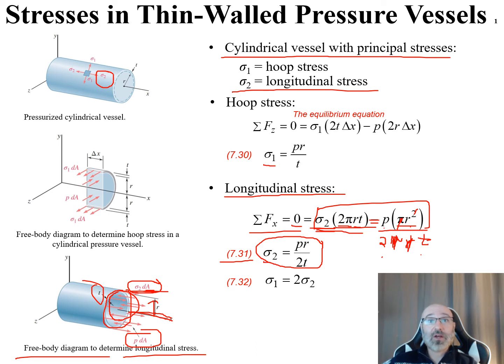sigma 2 right there. So we can see that we have PR over T for sigma 1 and PR over 2T for our sigma 2. So our relationship between those is just that 2 on the bottom there. So we can say that sigma 1 is equal to 2 times our sigma 2, which is given in our relationship shown in equation 7.32 in our textbook.